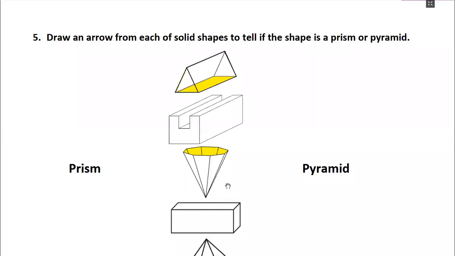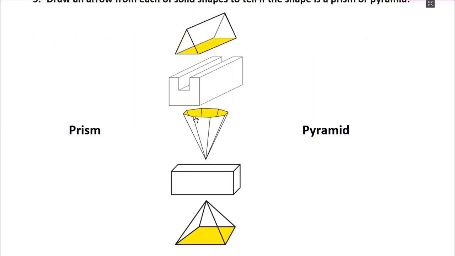Let's move to question number 5. It says, draw an arrow from each of the solid shapes to tell if the shape is a prism or pyramid. Right. The first one is a prism because it's a triangular prism. Second one is also a prism. It's a U-shaped prism because I can see this U face at either end of the shape. So this is also a prism.